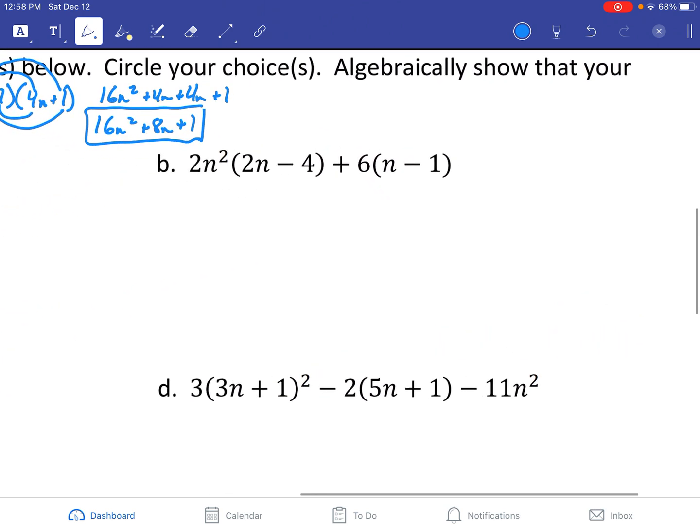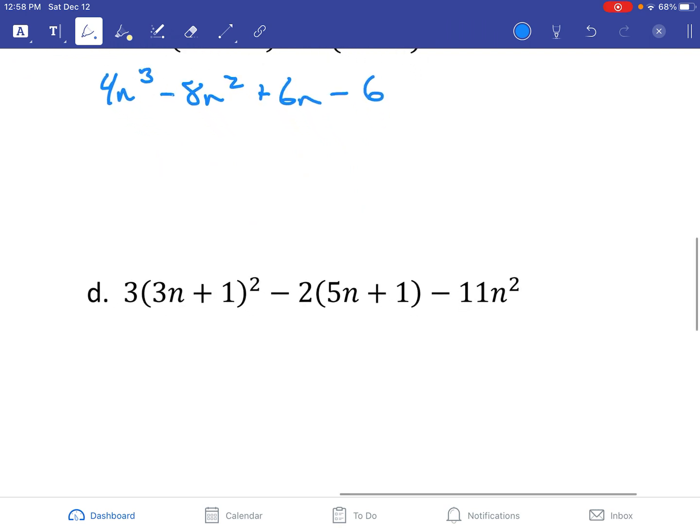Let's go to B. 2n squared times 2n is going to be 4n to the third. 2n squared times -4 is going to be -8n squared. All right, plus 6 times n is going to be positive 6n, and 6 times -1 is -6. Again, there are no like terms to combine, and it obviously does not look like what we started with. So that's not going to be starred.